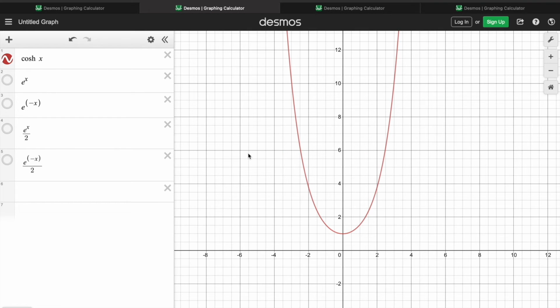Next is the hyperbolic cosine. It makes this very, very parabolic shape. It comes down here to 0, 1, and then goes back up. It is not a quadratic parabola. It can only be represented as a quadratic parabola in terms of other exponential terms, kind of like e to the x or 2 to the x.